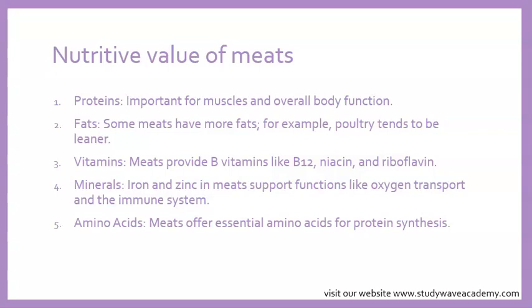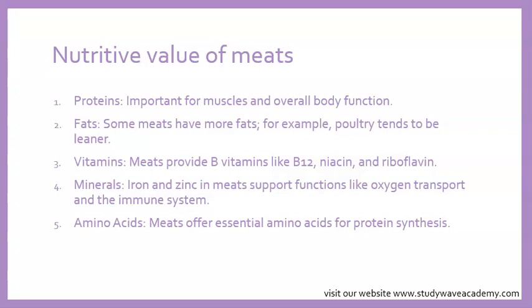So meats are proteins. Fats. Meats also have fats. Some meats have more fats. For example, poultry tends to be leaner. Different meats contain varying amounts of fats. For example, some cuts of beef can be high in saturated fats, while poultry may have leaner options.